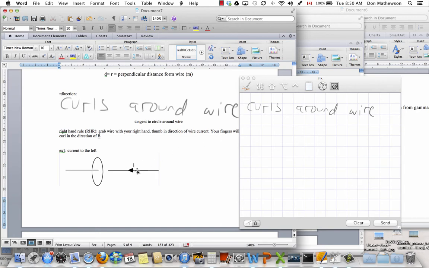the curl. So right here, with the current going to the left, you grab it so that with your right hand, your thumb points to the left, and observe the direction of your fingers curling. You see they're going up in the front of the wire and down in the back of the wire. So on top of that diagram, you can just superimpose this. So the curl is going to be going up in the front, and then it's going to be going down in the back. So that's the direction that the magnetic field is curling around that wire.